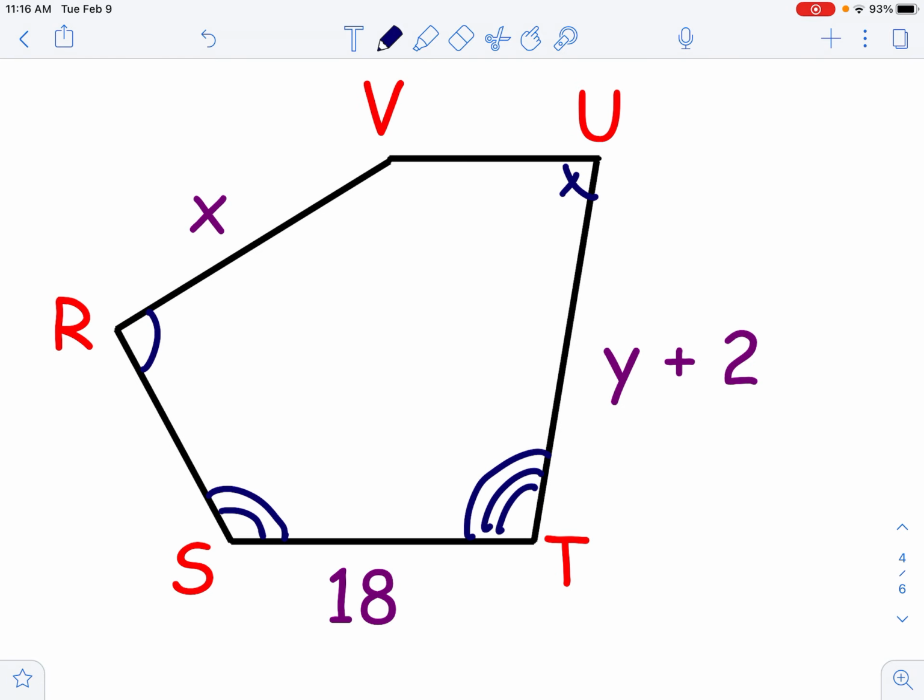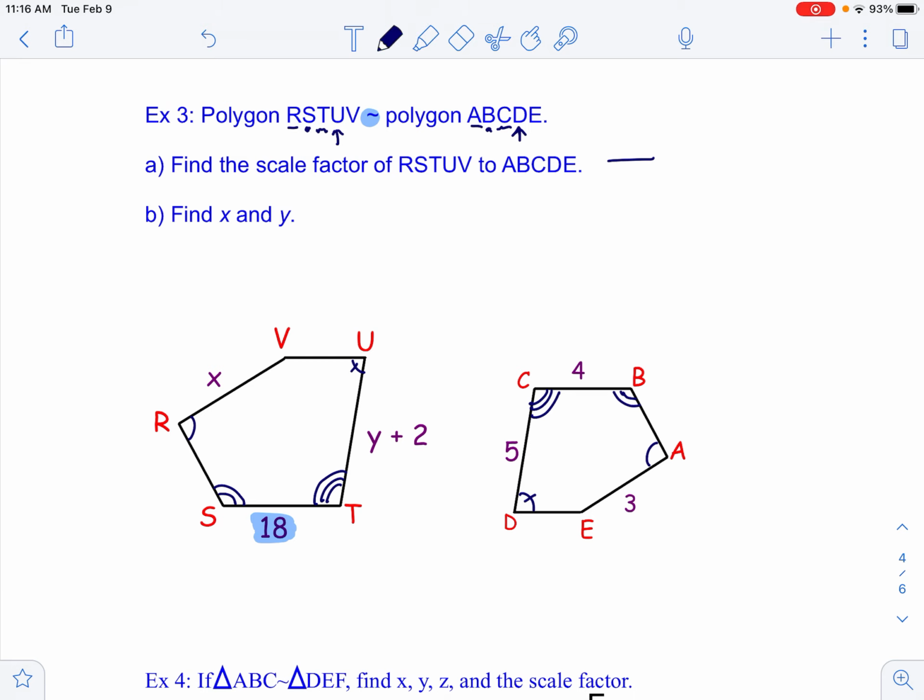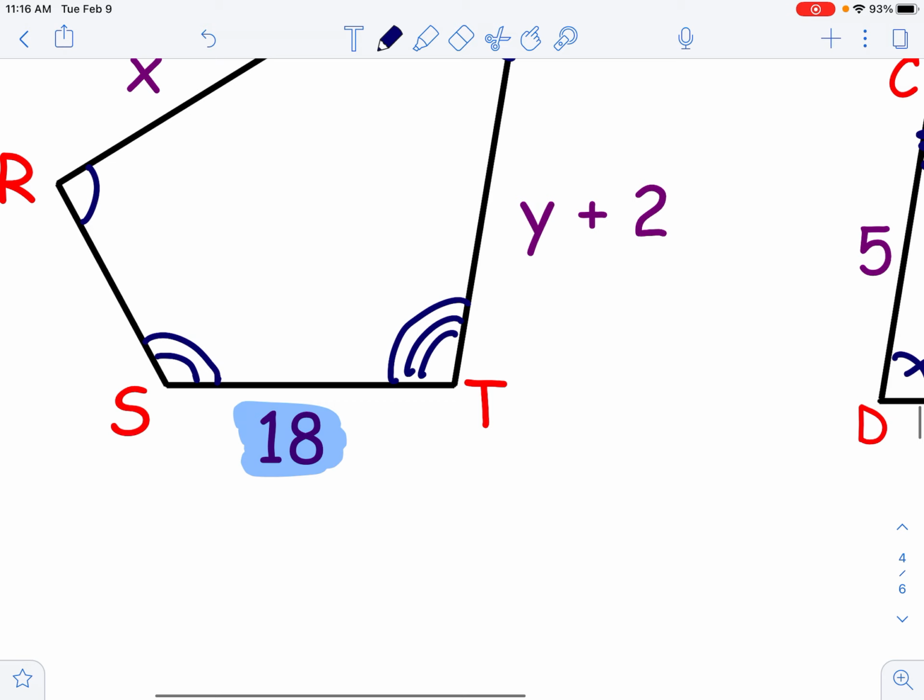I'm going to come over to the polygon on my left, and I'm looking for a side that I know, that it's just a number. So this has x in it, don't want to use that. This has y plus 2, don't want to use this. This has an 18. So I'm going to have an 18. I'm going to use that to help me get my scale factor over.